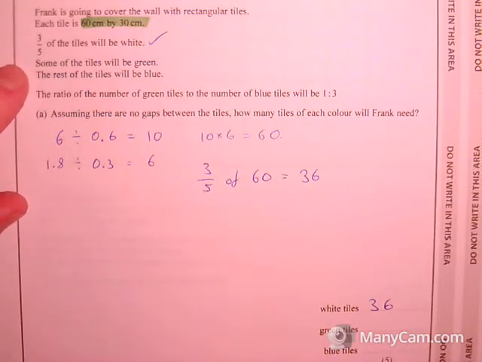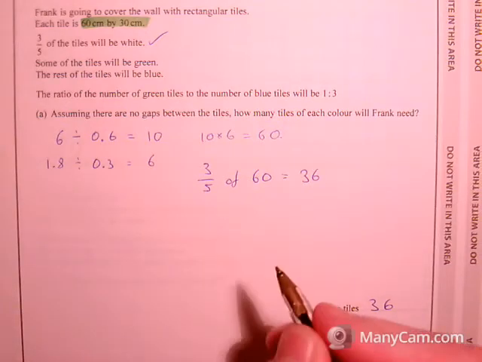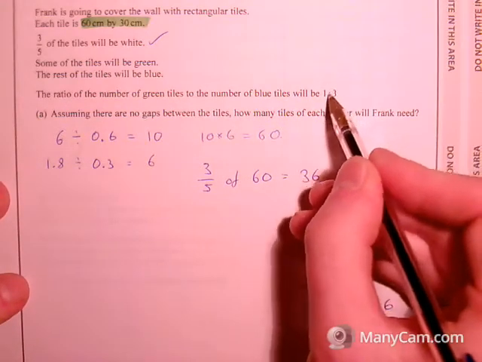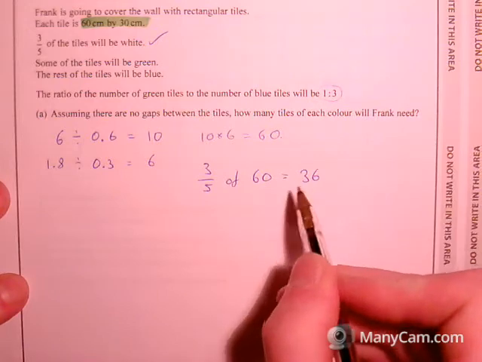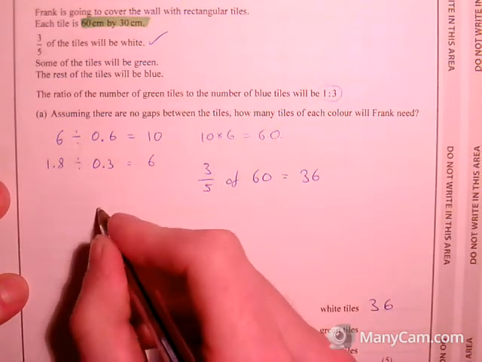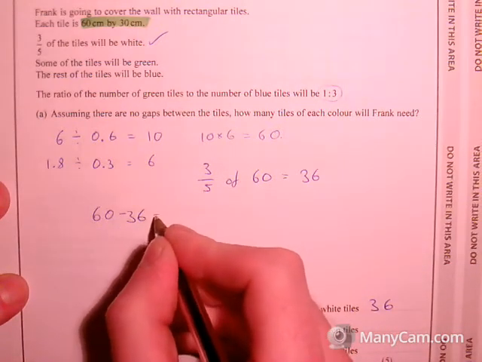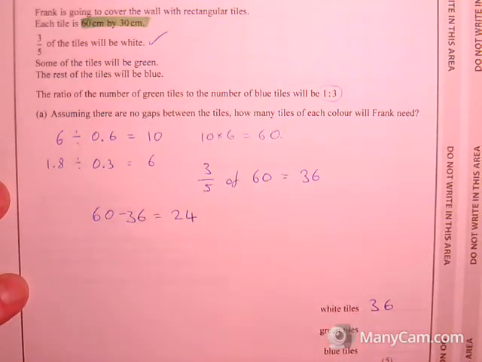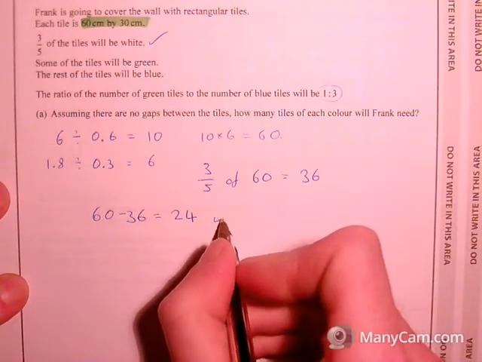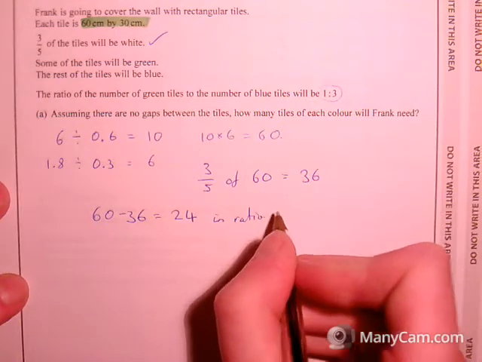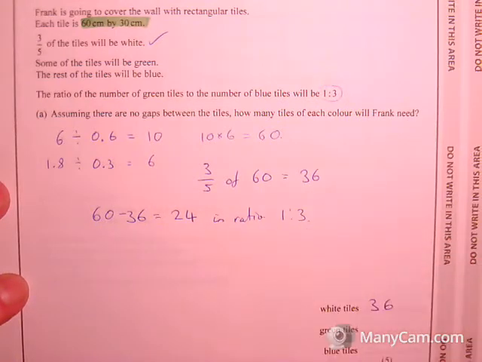Now we're told that some of the tiles will be green, the rest will be blue, and the ratio of the green tiles to the blue tiles is 1 to 3. So I need to share what's left over in the ratio 1 to 3. What's left over? We've got 60 take away 36, which gives me 24. Then I want to share 24 in the ratio 1 to 3.